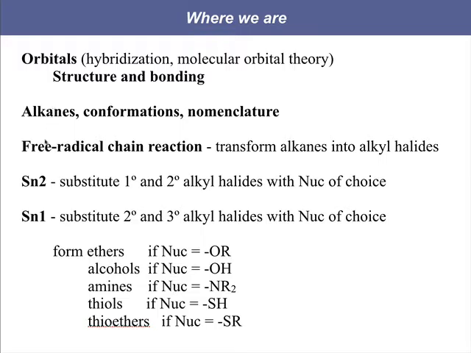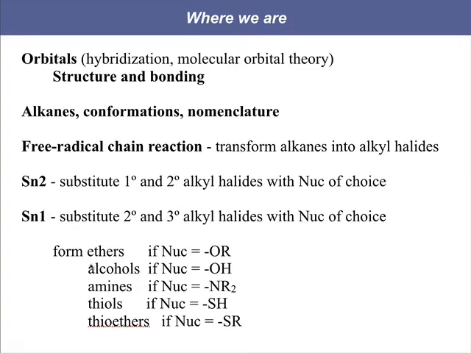We then took those alkanes and learned free radical chain reactions, where we could transform alkanes into alkyl halides, put a halogen onto a carbon framework. Last time, we took those alkyl halides and we substituted them, either substituting methyl, primary, and secondary alkyl halides with a nucleophile of choice in an SN2 substitution, or taking secondary and tertiary alkyl halides, substituting them with a nucleophile of our choice in a first order substitution.